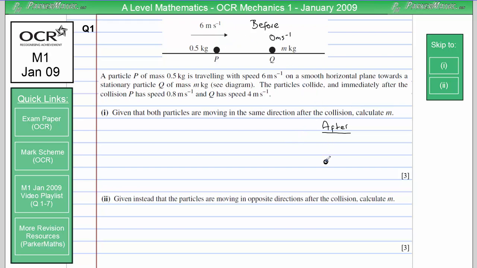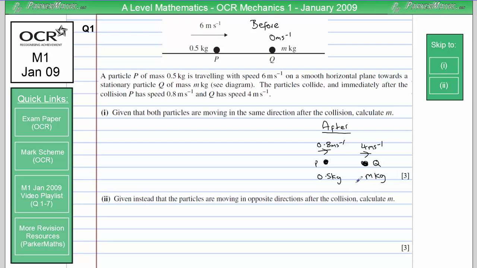So we're going to have P, and that's going to be moving to the right with speed 0.8 meters per second. And it's got a mass of 0.5 kilograms, that hasn't changed. And we're going to have Q, which is also moving to the right with a speed of 4 meters per second. And that has a mass of m kilograms, which we don't know yet. So the only piece of information that we don't know in the whole question is the mass of particle Q.